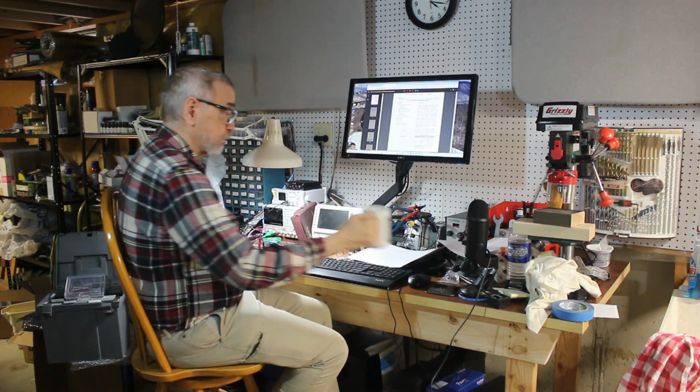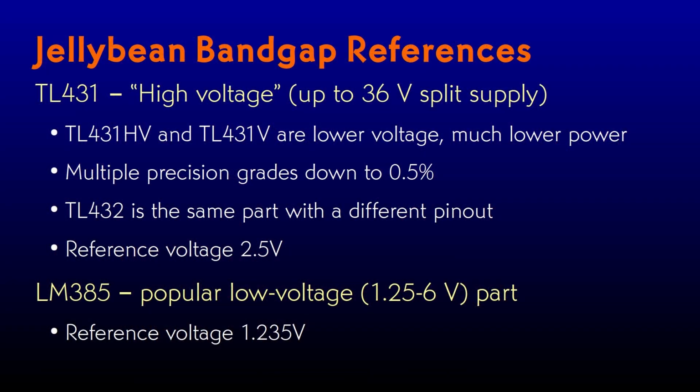But don't take my word for it. Let's build a test circuit and show that it works. I'll use a TL431 reference, which is a so-called high-voltage part, meaning that it's designed to work with conventional 24 or 30-volt op-amp supplies. Some newer references are limited to 6 volts or even 2.5 volts. Other parts in the same series are TLV431 and TLHV431, which are lower voltage and lower power parts. They're great parts, but not the same.